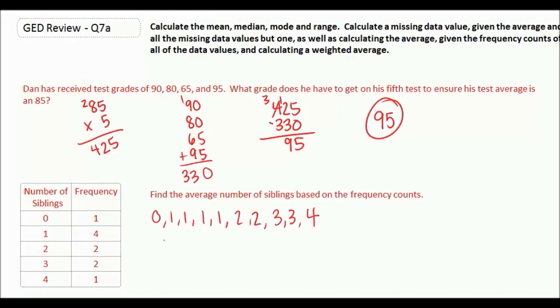The average means we're going to add them up and divide by 10 because there's 10 numbers. Right here is 4, plus another 4 is 8, plus 6 is 14, plus 4 is 18. So the sum is 18. We're going to divide that by 10, and the average is 1.8.